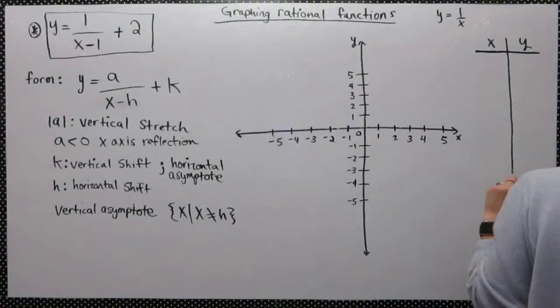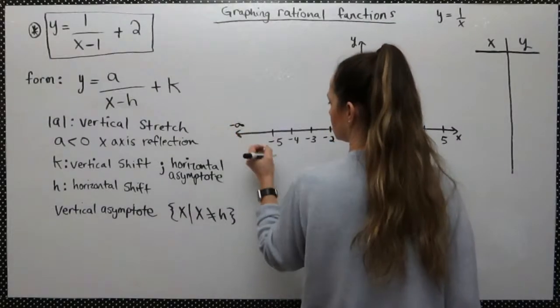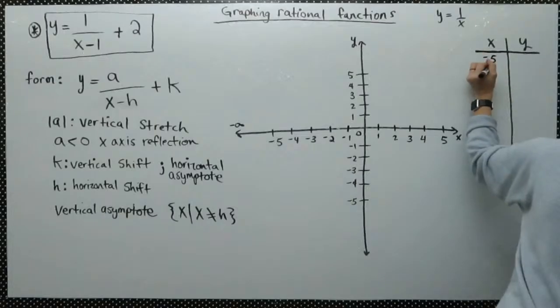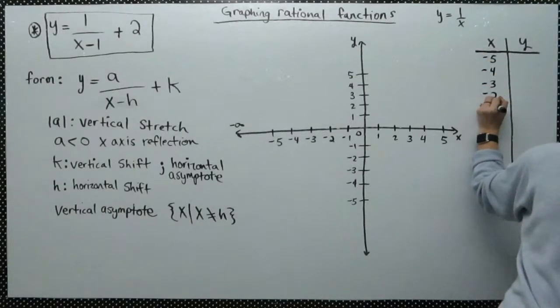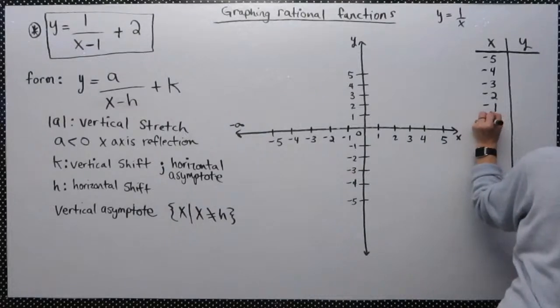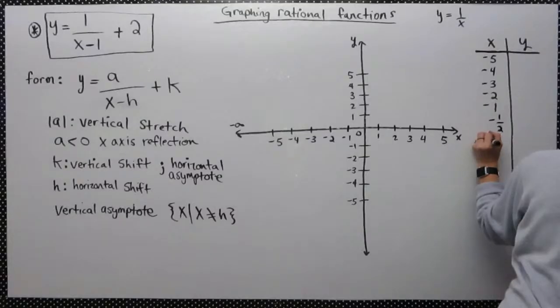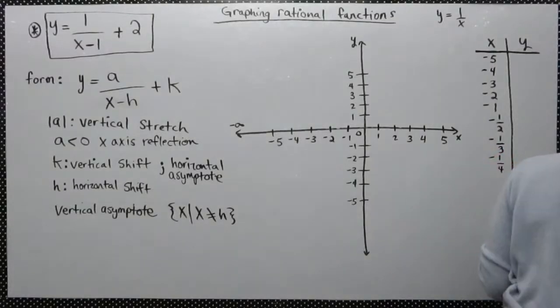And recall, we'll start from our leftmost point and we'll say -5, -4, -3, -2, -1. And then we're going to stop. We'll say -1/2, -1/4, and we'll stop there.